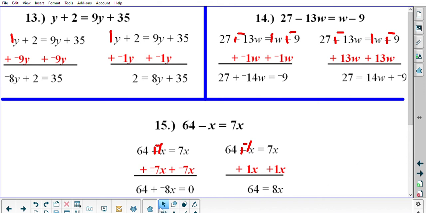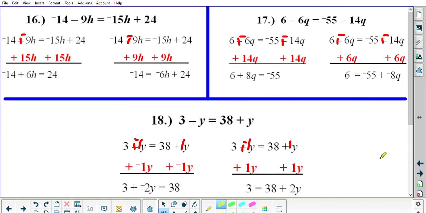I apologize for my horrible handwriting down here, but these are supposed to be plus negative 1 x's. Hit pause if you need to. And then here's 16, 17, and 18. Again, hit pause if you need to.